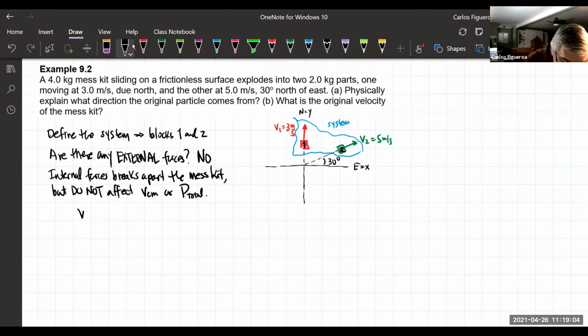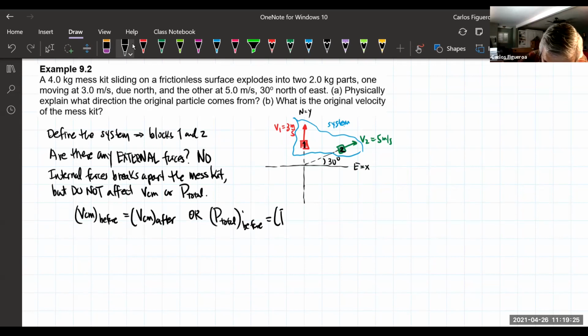So in other words, V center of mass before the explosion has to be V center of mass after the explosion. Or I could say that the total momentum of the system before must be also the total momentum of the system afterwards. Those are equivalent statements because V center of mass is proportional to the momentum.